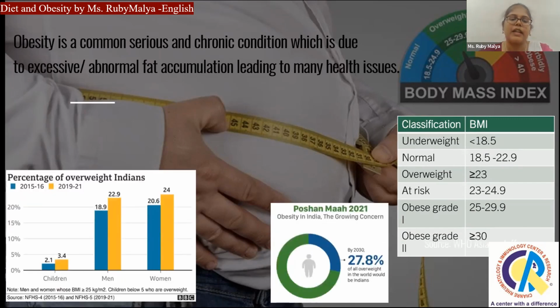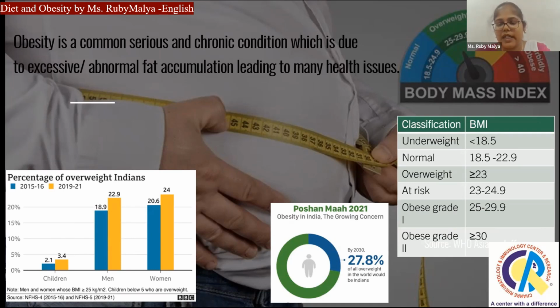Recently, NFHS, the National Family Health Survey, conducted a study which showed a gradual increase in obese people in India. The blue color indicates the number of obese people in 2015 to 16, and the yellow color indicates 2019 to 21. In children, it has increased from 2.1 to 3.4. In men, from 18.9 to 22.9. In women, from 20.6 to 24. So it is a major concern which India is facing now.